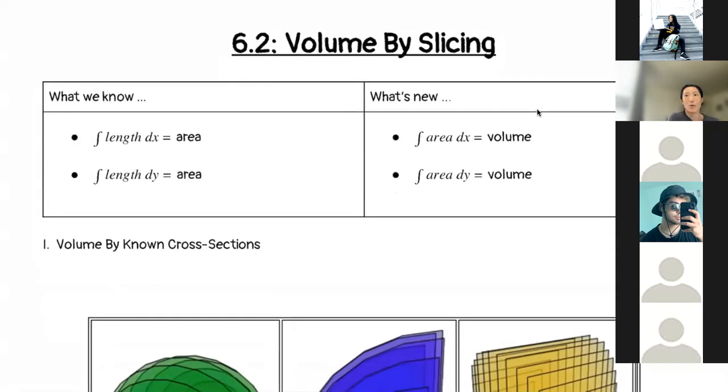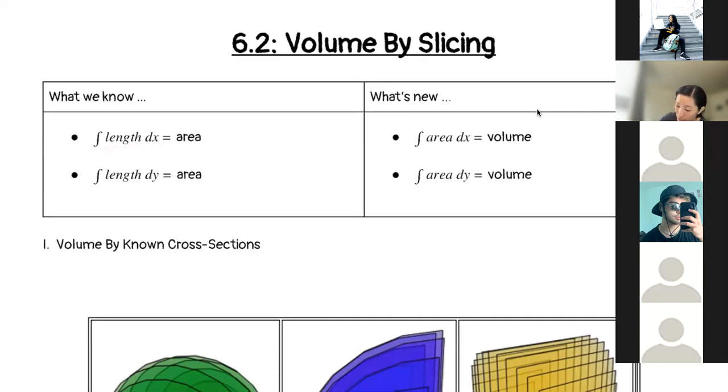All right, so in 6.2, we are now going to be talking about volume. We are not talking about area right now, but we're now talking about things in 3 dimensions, or volume. And as we can see from what we know and what's new, what we know is that if we take an integral and we have some function with respect to x, we will get the area. Okay, and so that's what we've been finding: the area between the curve and the x-axis, the area between the curve and the y-axis, the area between two curves.